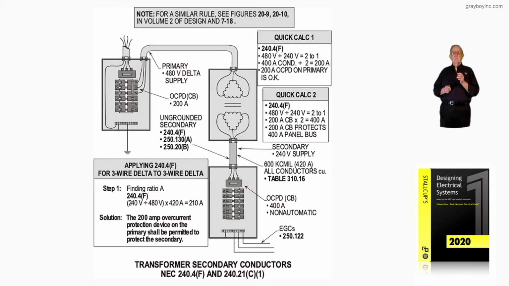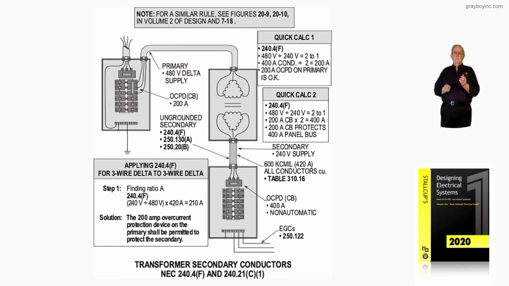Now this illustration is still dealing with transformer secondary conductors in accordance with 240.4(F) and 240.21(C)(1). Now, these are conditions where a two-wire to two-wire transformer, the primary device can protect the entire system. This is dealing with a three-wire delta to delta, where the same permission is given here. Now, notice the same rule is applied.